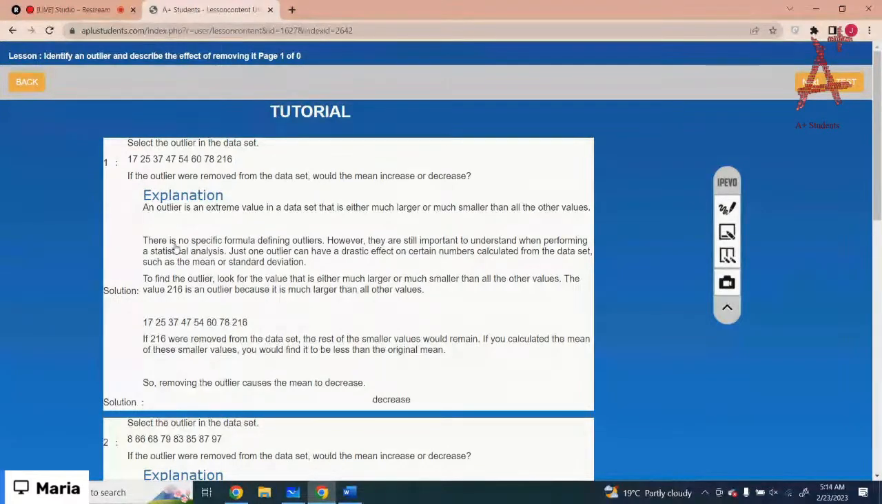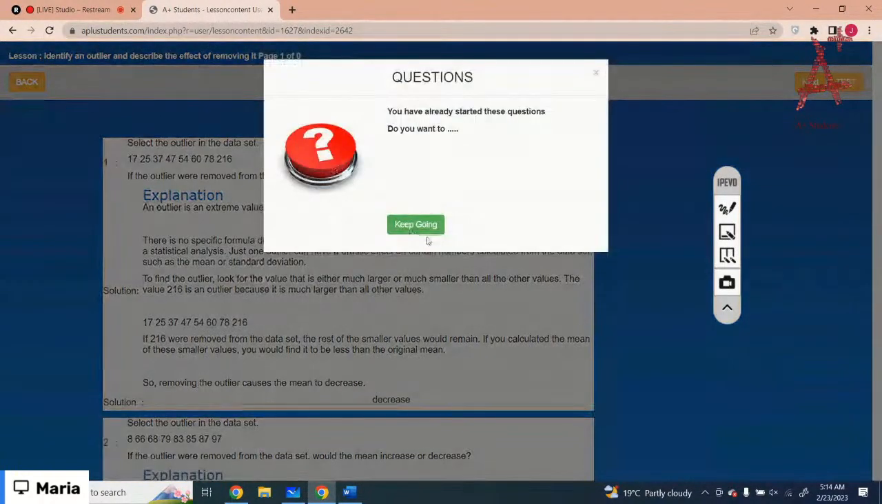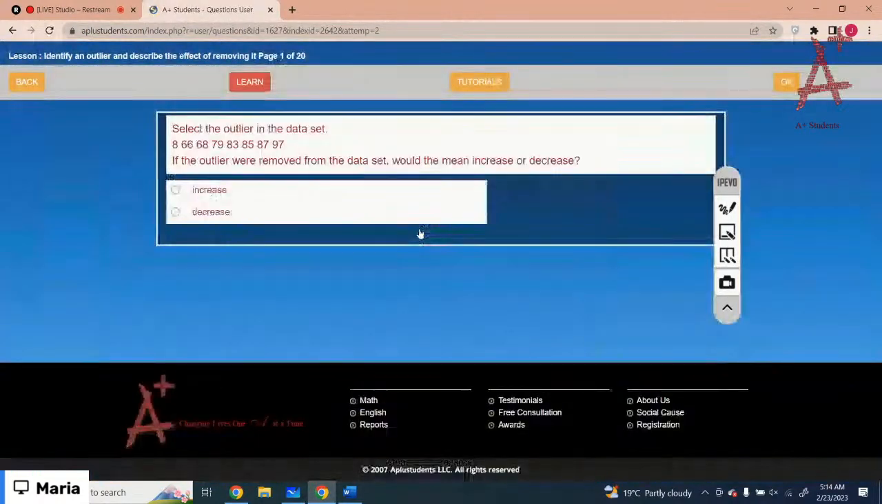Let's just start with the test questions. Okay, select the outlier in the data set. If the outlier were removed from the data set, would the mean increase or decrease? 8, 66, 68, 79, 83, 85, 87, and 97. Which is the outlier here in the data set?